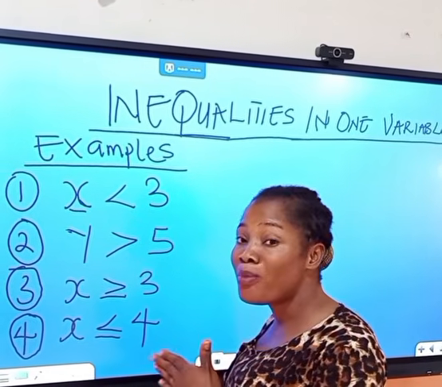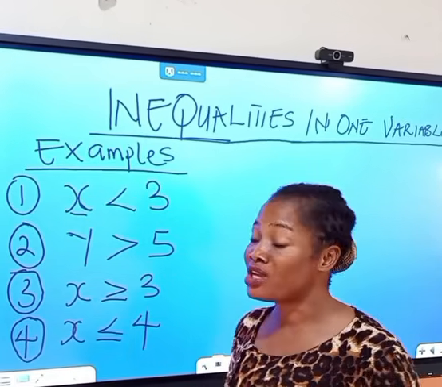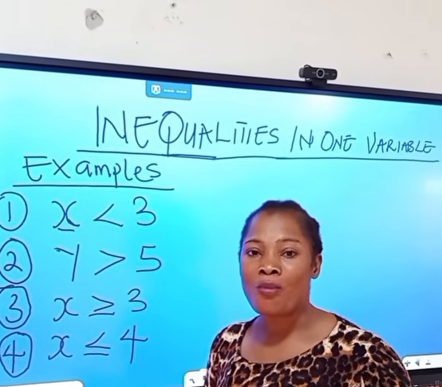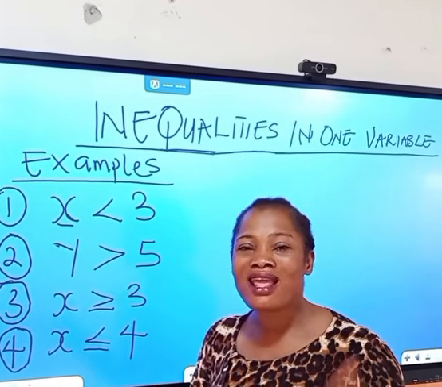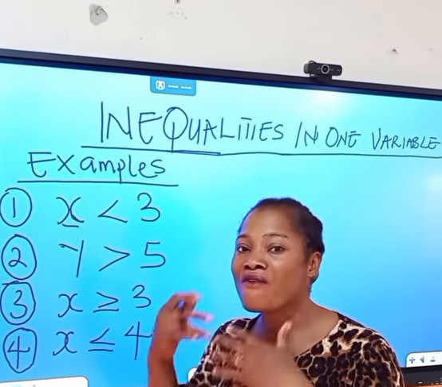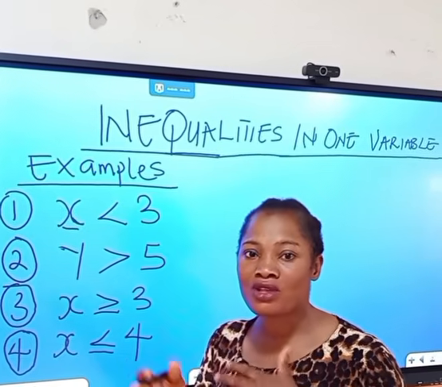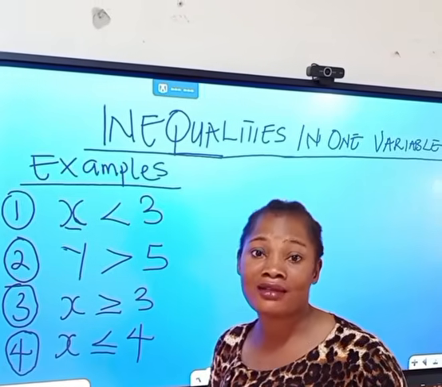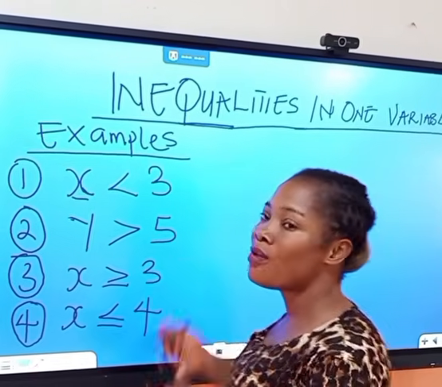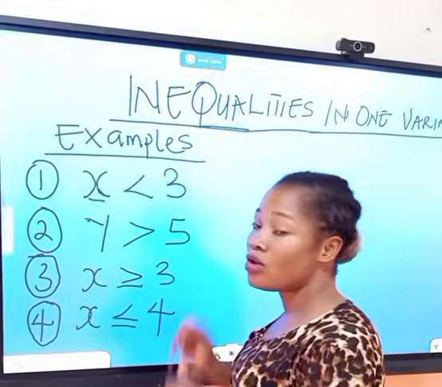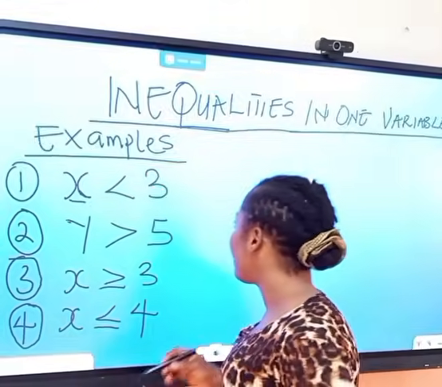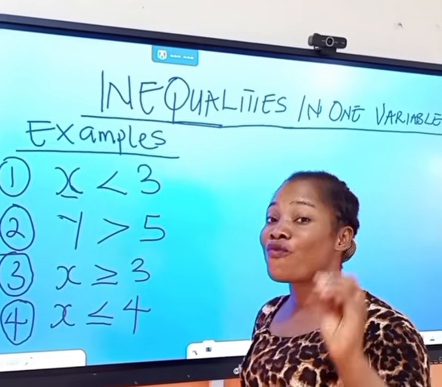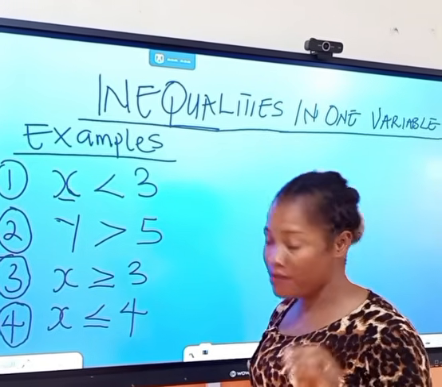No, there are those numbers that are less than 3, which can be 2, 1, 0, minus 1, minus 2, minus 3. They are uncountable. Even fractions are less than 3. Even some negative fractions too. Decimal numbers are less than 3. Now how can we put this on the number line? Remember, the number line is the graph of inequality in one variable.